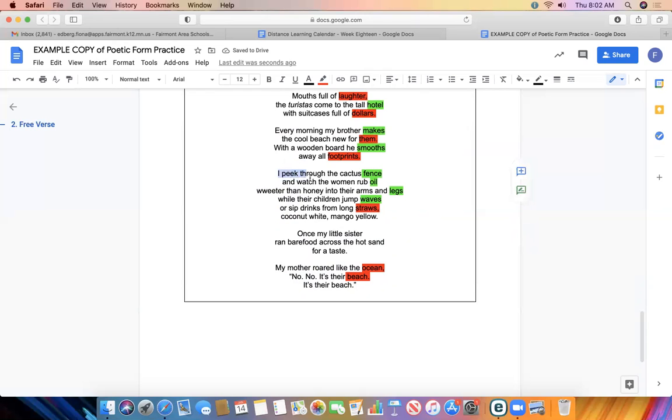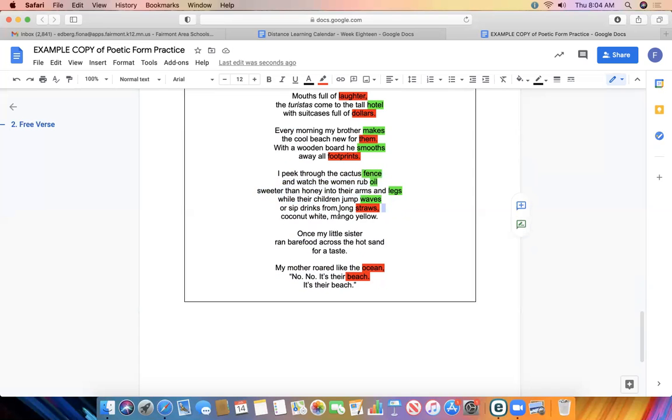I peek through the cactus fence and watch the women rub oil sweeter than honey into their arms and legs, while their children jump waves or sip drinks from long straws. So this could in fact be its own sentence. It all goes together. So I have a lot of enjambment in these first 4 lines.